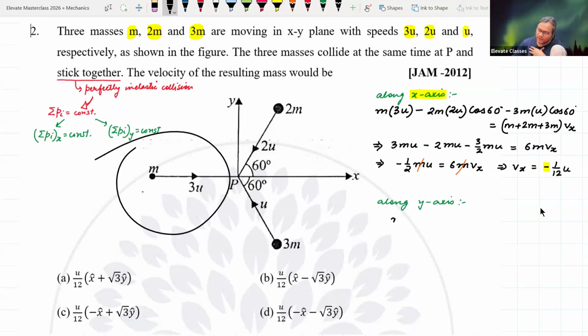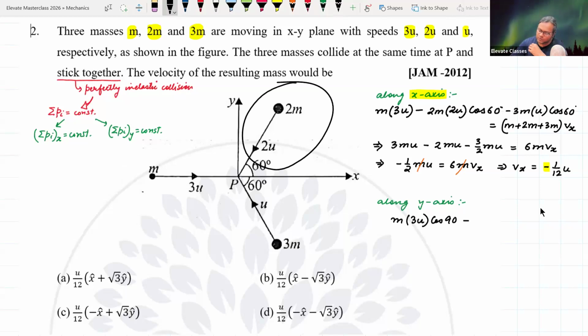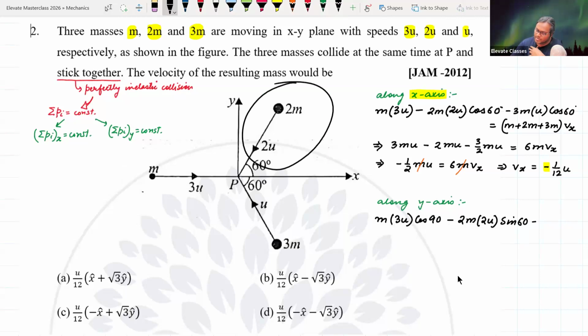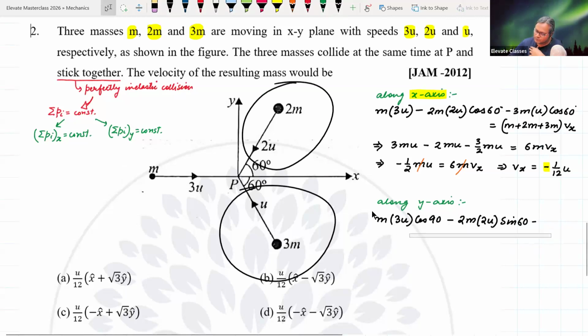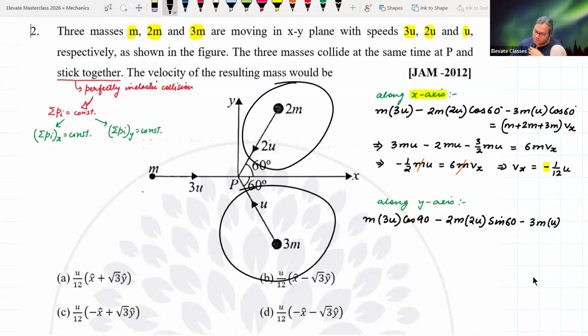What is the momentum of m times 3 times u along the y-axis? This is 0. All right, so along the y-axis, this is simply equal to cos 90, which is 0. And what about this one? 2m, 2u along the y-axis, into root 3 by 2 for sin 60. So this will be sin 60 minus, and this one 3mu sin 60. This will be plus, right? It becomes plus 3mu sin 60.